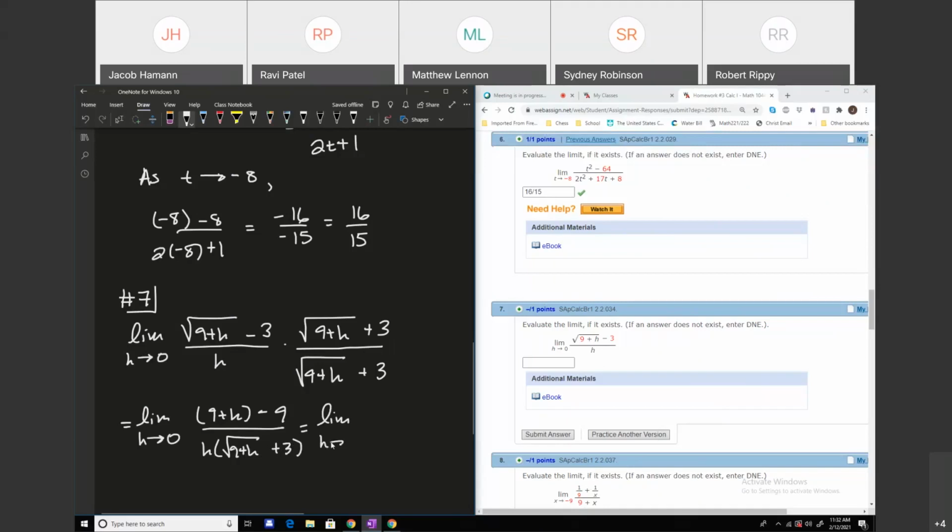So this is the limit as h approaches 0. The 9's cancel on top, so you just have h over h times square root 9 plus h plus 3. Those h's cancel. Now we can plug in 0 for the one remaining h, so we get 1 over the square root of 9 plus 3, which is 1 over 3 plus 3, or 1/6.